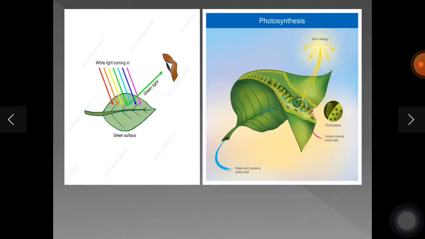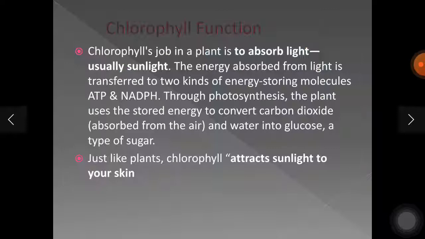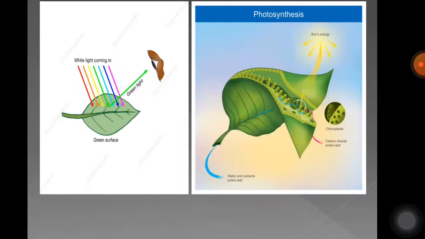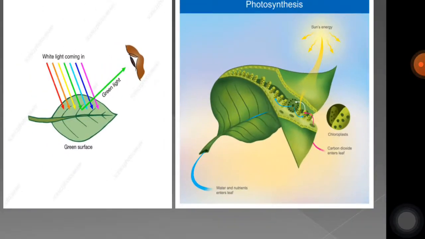As we can see in this picture, the leaves appear green to our eyes because the light coming from the sun has different shades, and all the other colors are absorbed by the leaf, and green is transmitted or reflected back, which is shown as green to our eyes. On the right side of the picture we can see how chloroplasts help the carbon dioxide and water nutrients coming to the leaves make their food with the help of solar energy.